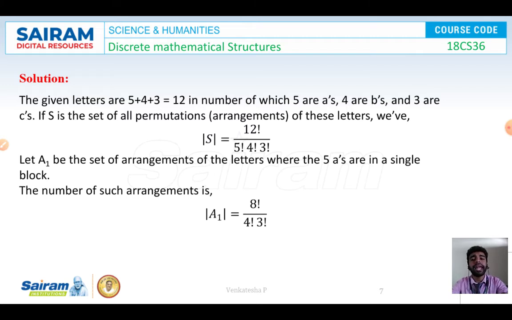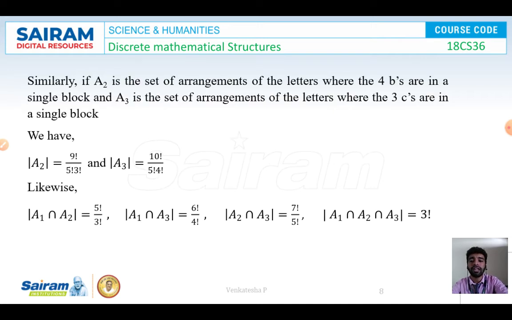Similarly, in A2 I will be assuming all the B's are in a single block. If B is a single block, I will be having 9 items. Therefore the order of A2 will be equal to 9 factorial by 5 factorial into 3 factorial. Similarly, in the event A3, I will be taking C as a single block. If C is a single block, I will be having 5 plus 4 plus 1 items. So I will be getting order of A3 equal to 10 factorial by 5 factorial into 4 factorial.